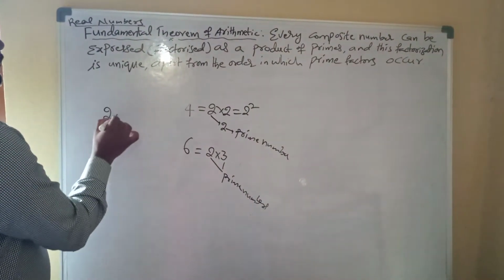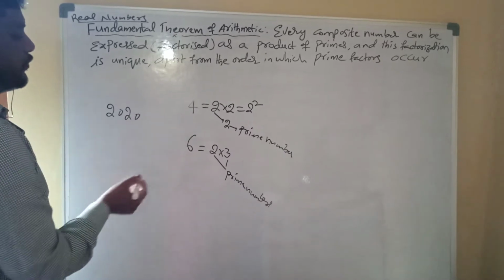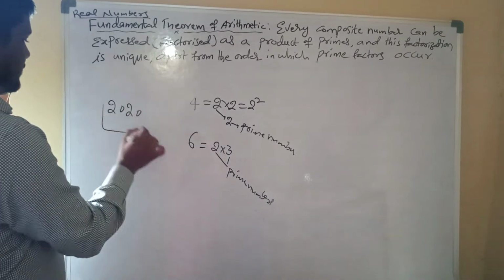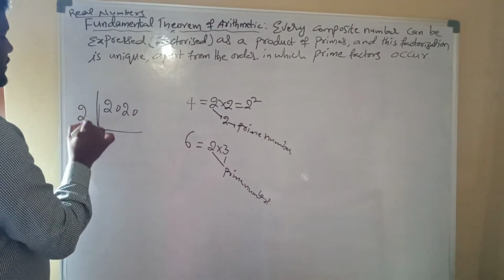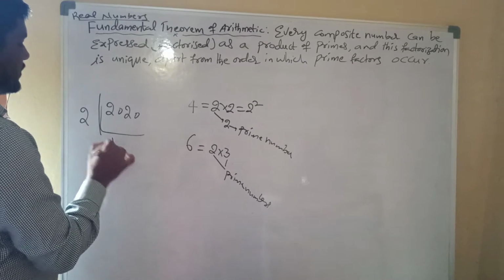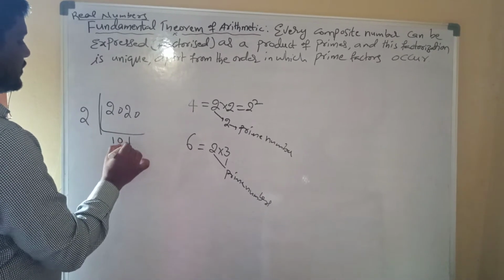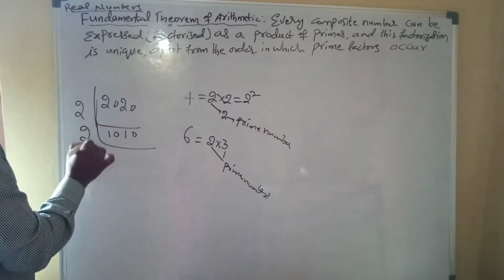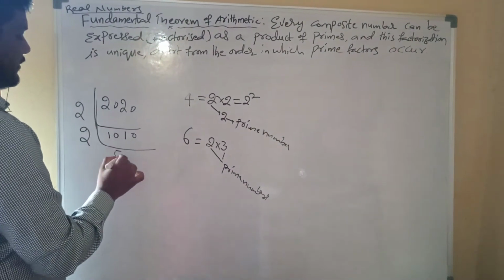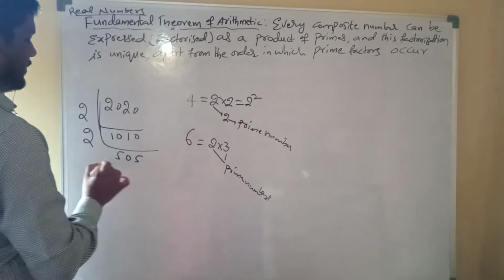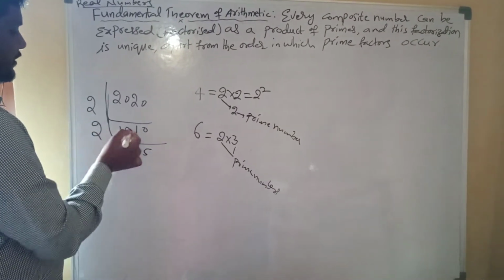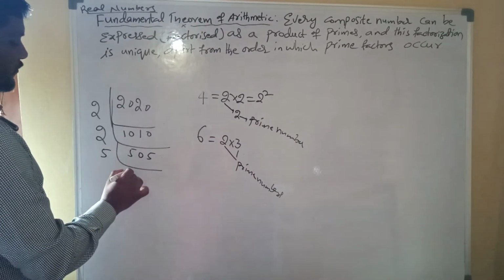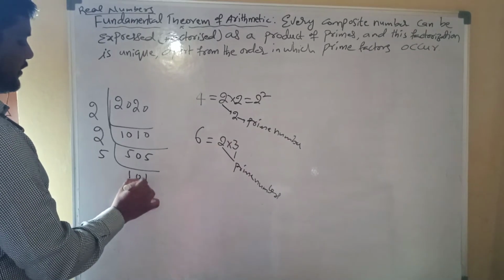Let us take 2020. How to write it as a product of primes? That means I factorize this. 2 ones are 2, 0, 2 ones are 2 and 0. Let us take again, go with the 2. 2 fives are 10, 0, 2 fives are 10. That is 505. 2 505s are 1010. And it goes with 5, 5 ones are 5, 0 and 5 ones are 5.